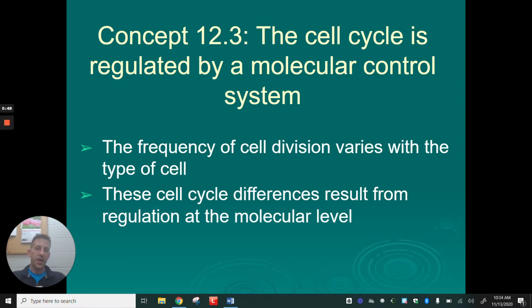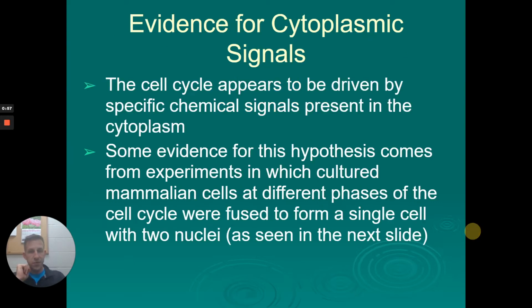So in this final section of the notes, we're going to talk a little bit about how those signals are actually regulated. Okay, so there is significant evidence for the fact that there are cytoplasmic signals that take care of this. It's kind of connected to what we talked about in chapter 11. And so I wanted to walk you through an experiment that shows this evidence for regulation of the cell cycle using chemical signals that are present in the cytoplasm.